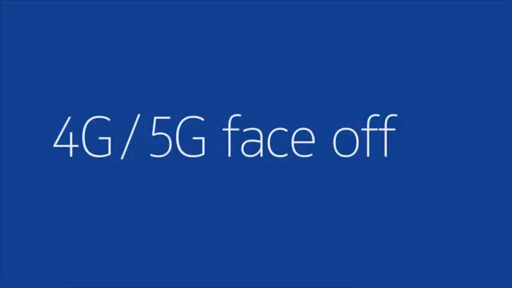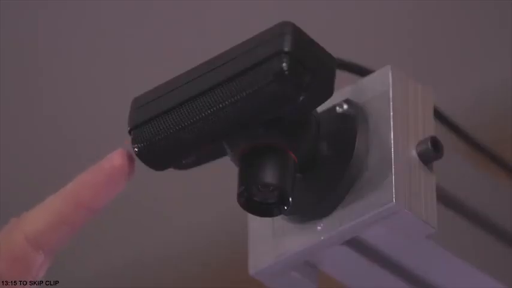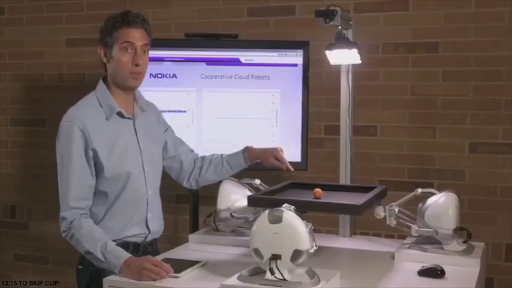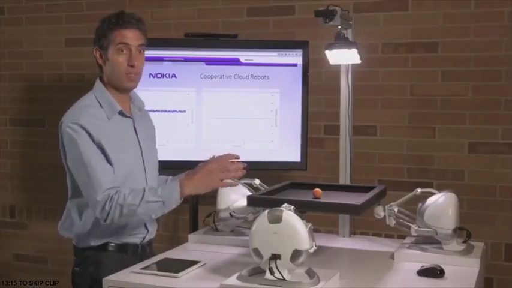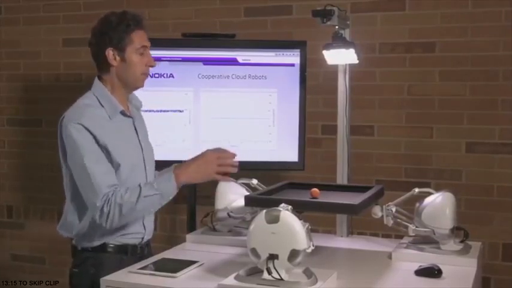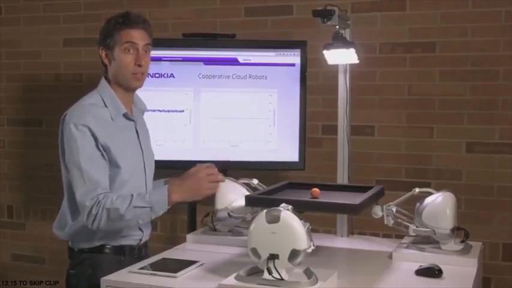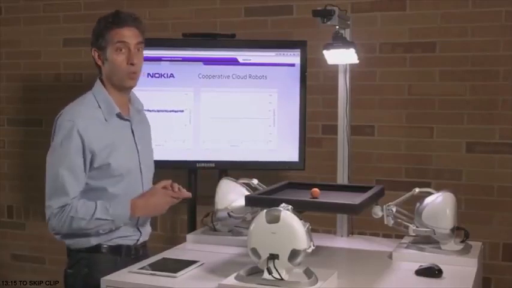So in this demonstration here today, we have this camera which is recording the position of this ball on this plate. And then this position is recorded by a mobile edge cloud computing environment that then is intelligently controlling these robots, sending them the commands across the network to balance this ball on the plate.